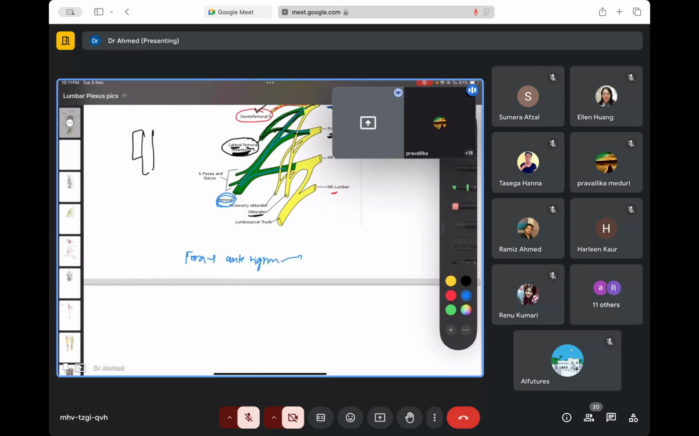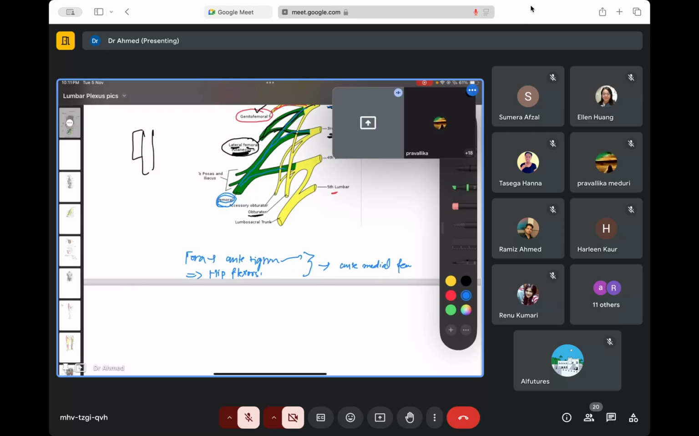Along with that, it's present in the femoral area, so it's also going to supply your hip flexors. Again, this is the motor supply, and the sensory supply is again to the anterior and medial aspect of your thigh, simply as the name indicates.